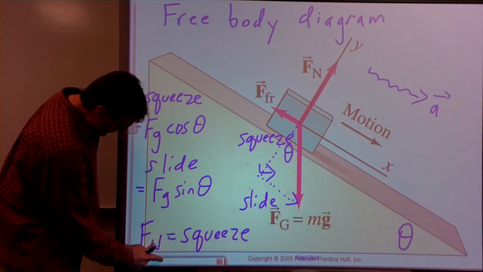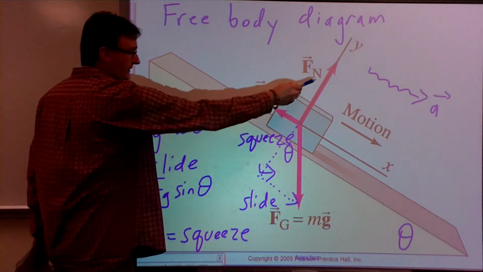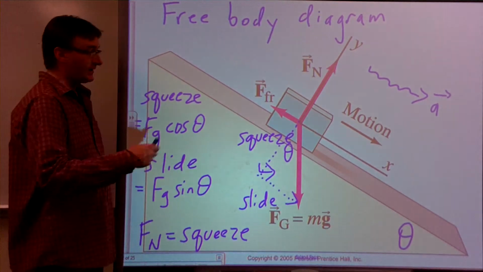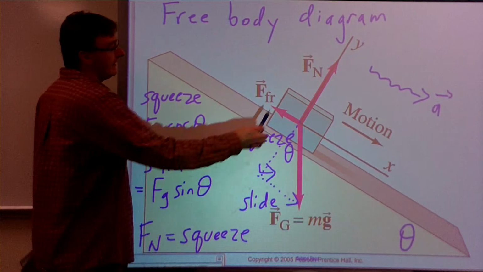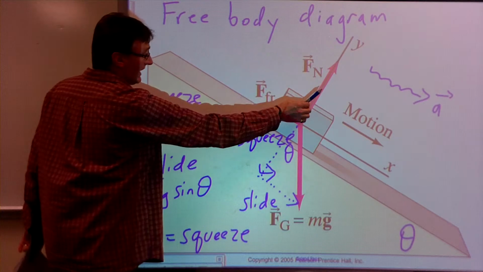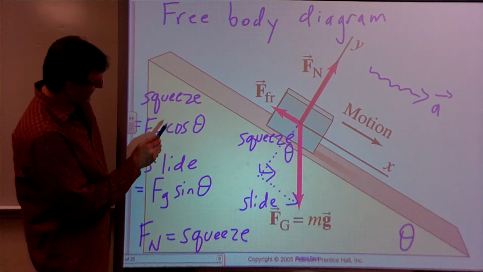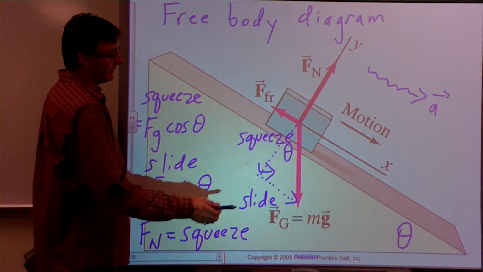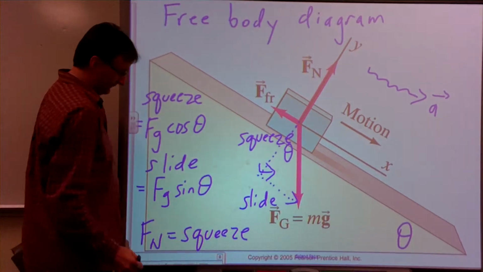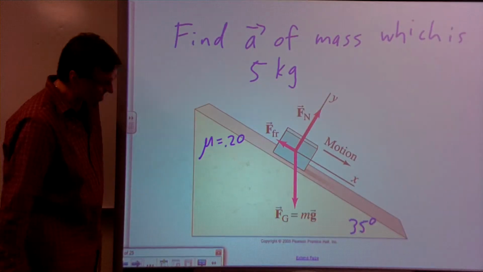And then the normal force will equal the squeeze force, provided there aren't any other forces in the y direction. Sometimes there are, but in this case we don't have any, so the normal force has to equal the squeeze force, which is Fg cos theta. And that's also useful because we often need to know the force of friction for solving these kinds of problems.